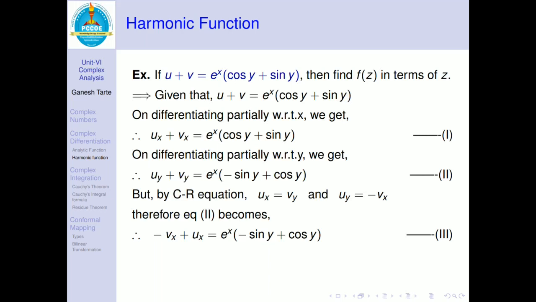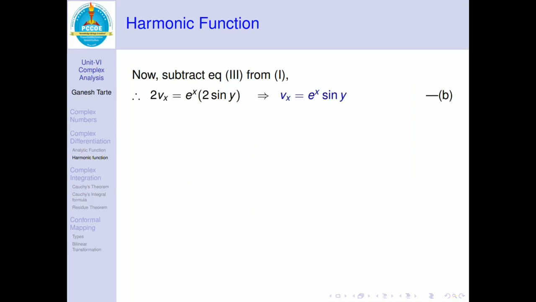So add equations 1 and 3, we get 2 times ux is equal to e raised to x in bracket 2 times cos y, and therefore ux is e raised to x cos y. Similarly, if you subtract equation 1 from 3, we get the value of vx in similar way. Now we have both the values of ux and vx. So we substitute that in derivative of f of z with respect to x.